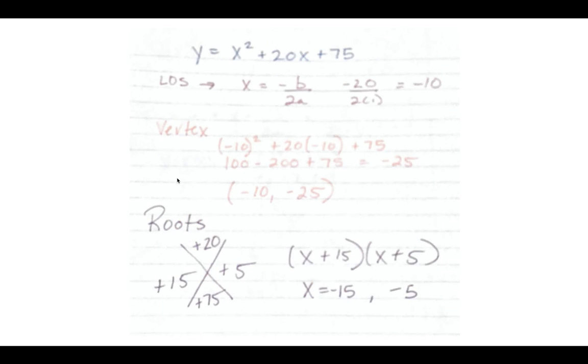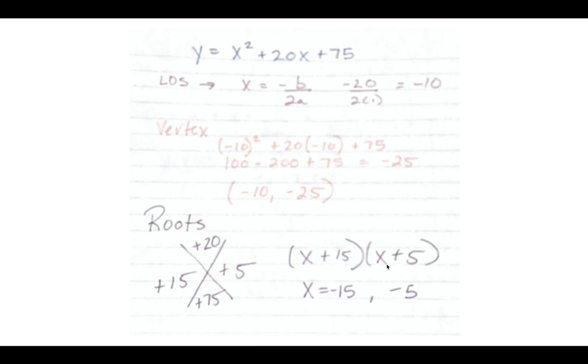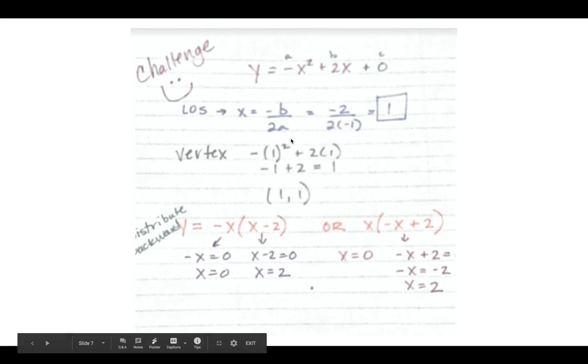Again, repeating the process here, just a little bit bigger number, we end with a line of symmetry at -10. Substitute that in. I end at a vertex of -10, -25. To find my roots or solutions, I have to find numbers that add to 20, multiplying to 75, +15, +5, set each factor equal to 0, and I get -15, -5.